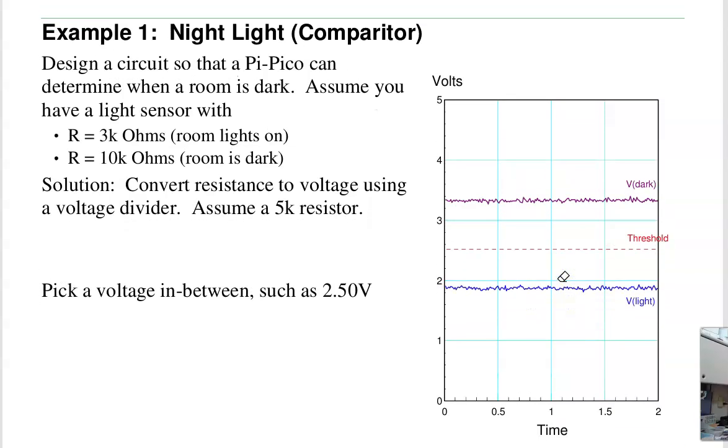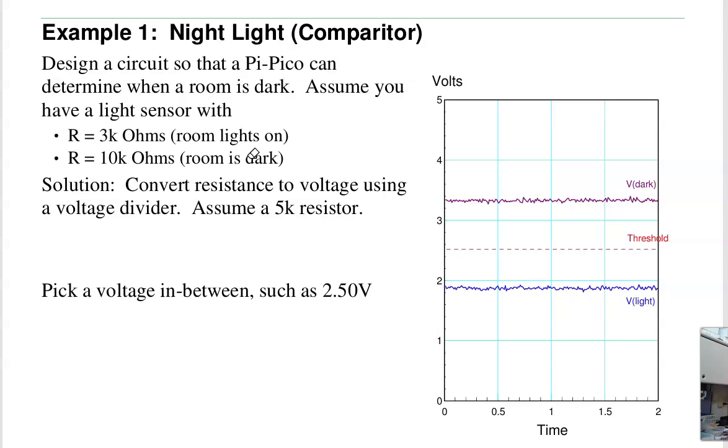For example, suppose I want to build a night light. That's a circuit that'll turn on when the room is dark, turn off when the room is light. Well, to do that, I first have to find what is light, what is dark. What I could use is a light sensor. Suppose the light sensor is 3 kilo ohms when the light is on, 10 kilo ohms when the room is dark.